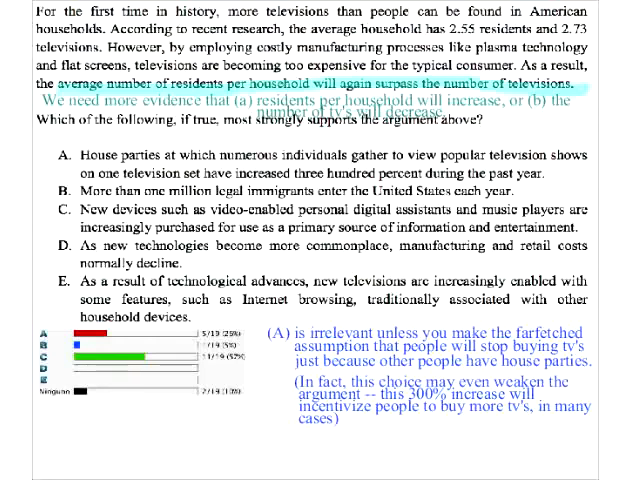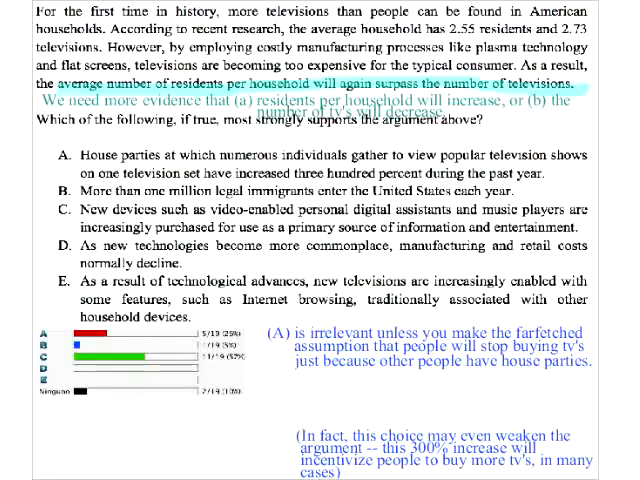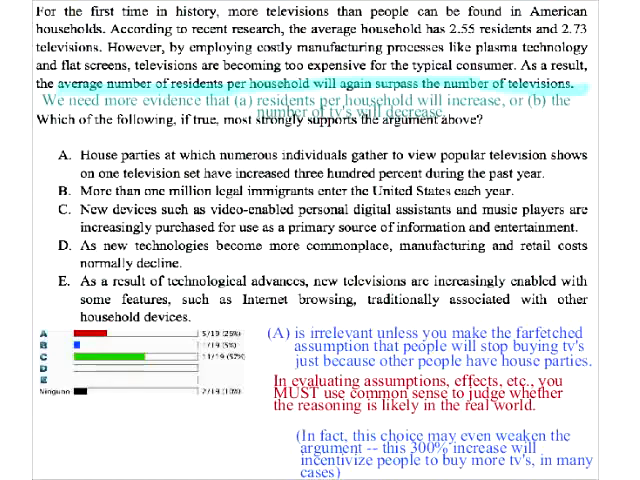And a big thing about these problems is that you have to use common sense. I made this point in previous lectures too, but in evaluating assumptions and effects and so on, you must use common sense to judge whether the reasoning is likely in the real world. If you're thinking about this from a pure logic standpoint, like you're in a machine logic processing system, then this objection with choice A might seem fine. It might be like, oh, if people just go watch TVs on other people's sets, then they might not buy one. But in the real world, that's just not reasonable.